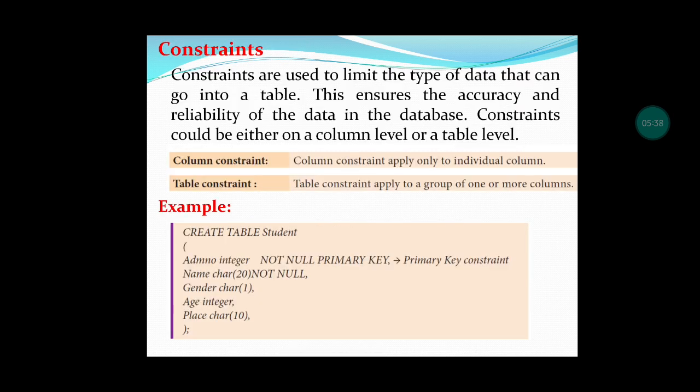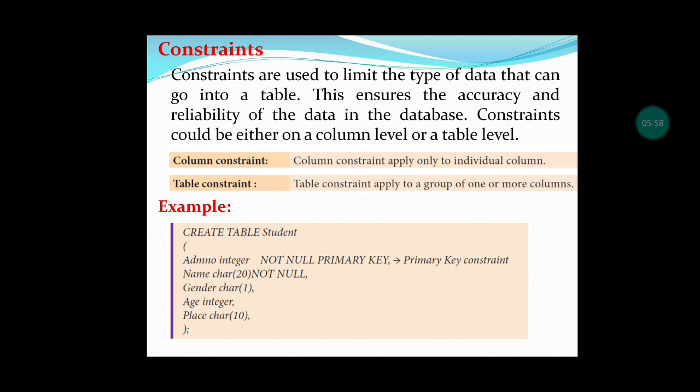Next, constraints. These constraints are used to limit the type of data. By using constraints, it ensures the accuracy and reliability of the data in the database. This may be at two levels, it may be at column level or at table level.